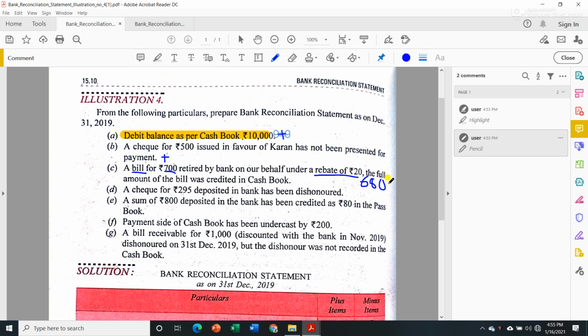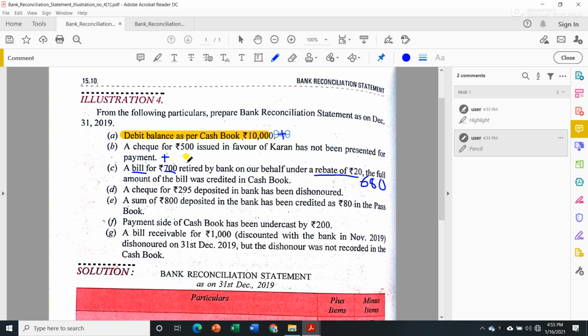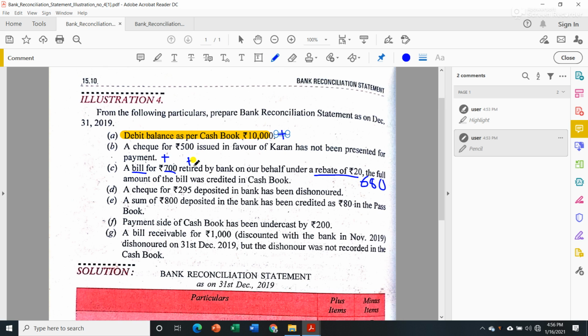We actually paid 680 according to passbook, but according to cash book we paid 700. So the difference amount, that is 20, is showing extra in our cash book. So what we will do is that we will deduct from our cash book. Okay, we paid 680. We will write in the plus item. Yes, we will write it in the plus items. Means we are showing that we paid 700, but actually we paid 680. So in order to equate that, we have to add 20 back in our cash book.